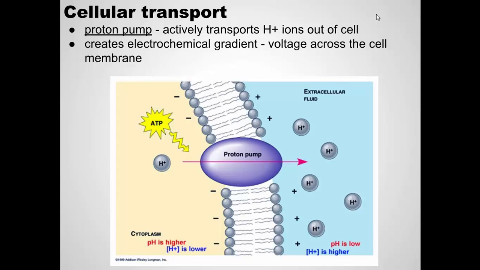So it pumps these hydrogen ions out, and it creates an electrical charge, because you have a lot of positive charge outside of the cell, negative charge inside the cell. And that voltage, that electrochemical gradient between the cells, is important in how cells work. Another example of the proton pump and how it affects us.